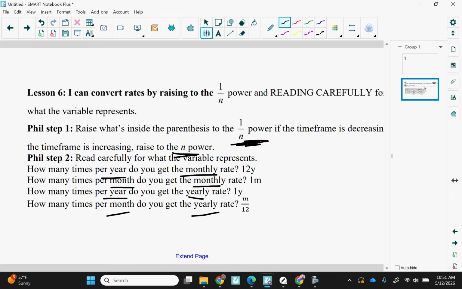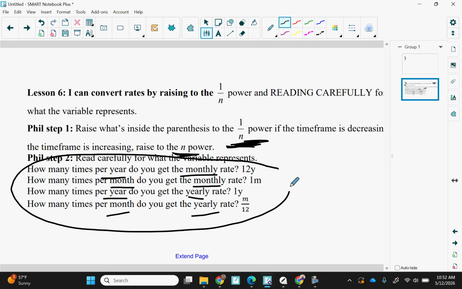So for converting rates, it's not an easy question, but if you just follow fill step 1, raise what's inside the parentheses to the 1 over n power if it's decreasing, or the n power if it's increasing, get that decimal, and then read carefully according to these questions right here.